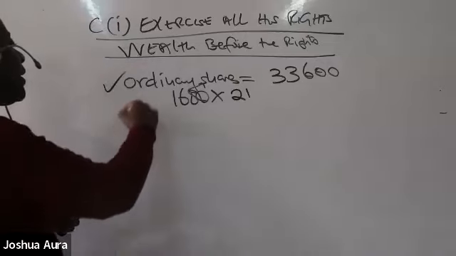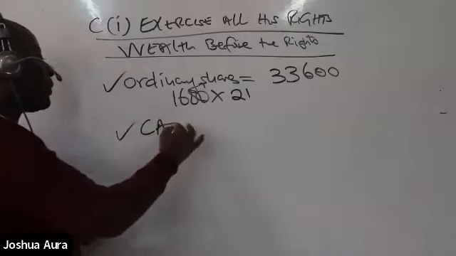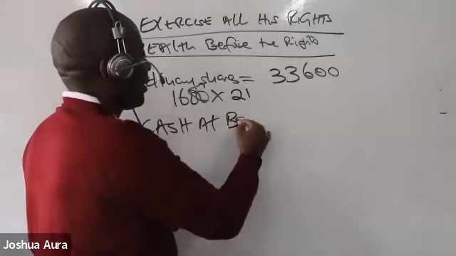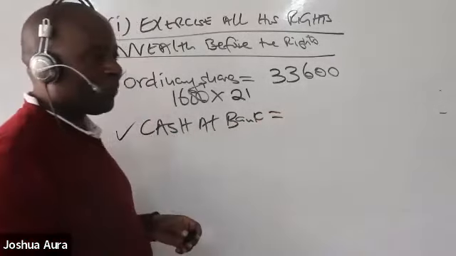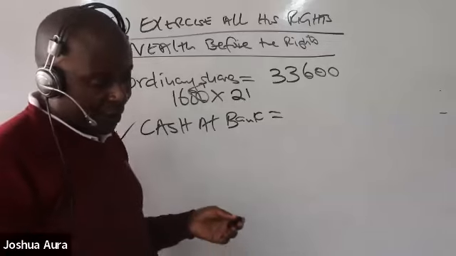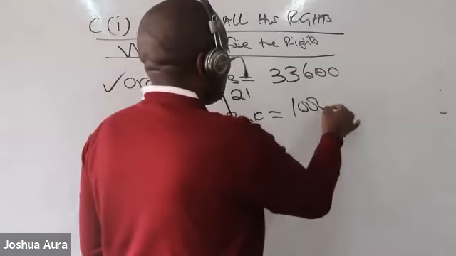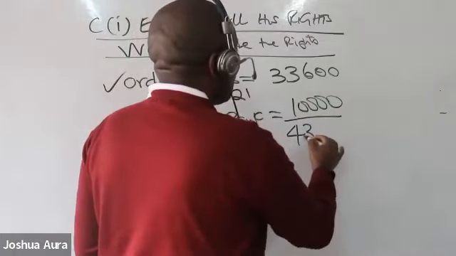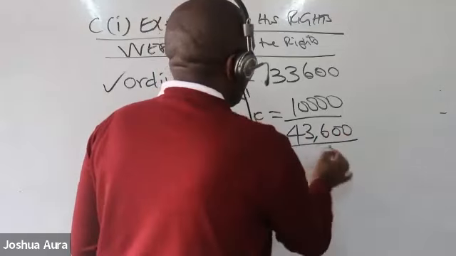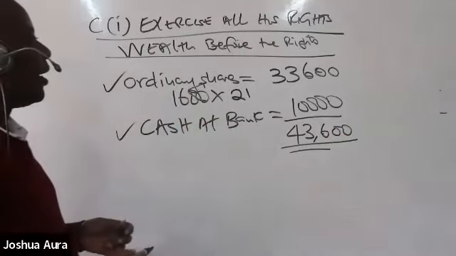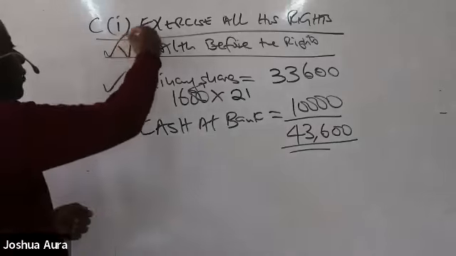So what else does he have? This guy has got some chicken. No, he has some cash at bank. Cash at bank, how much, somebody? 10,000, isn't it? Yes, cash at bank of 10,000. So in this case, his wealth is worth how much here, somebody? 43,600, isn't it? So this is the first thing.